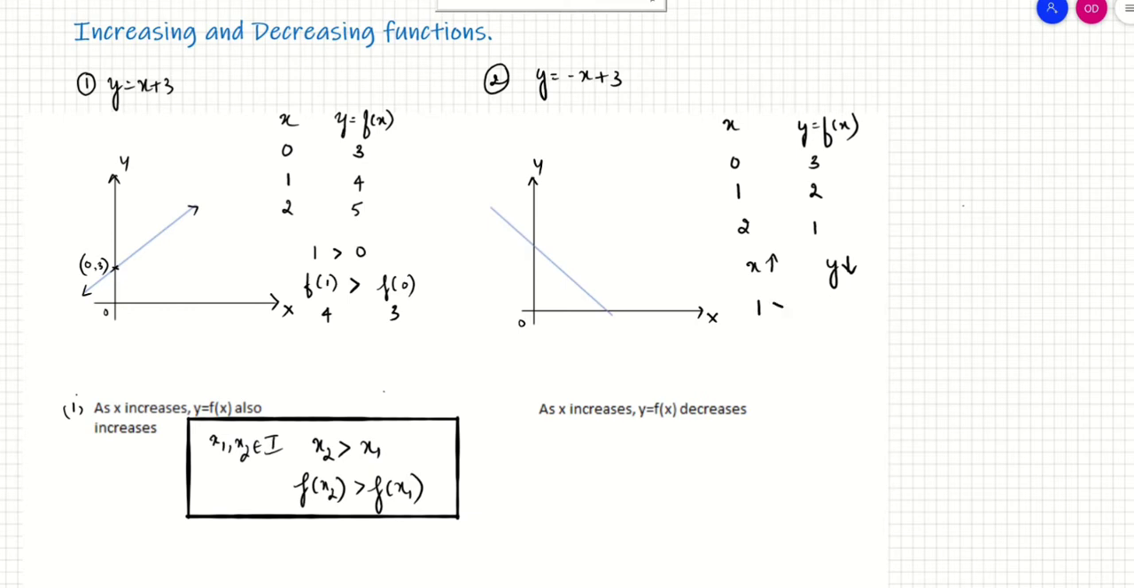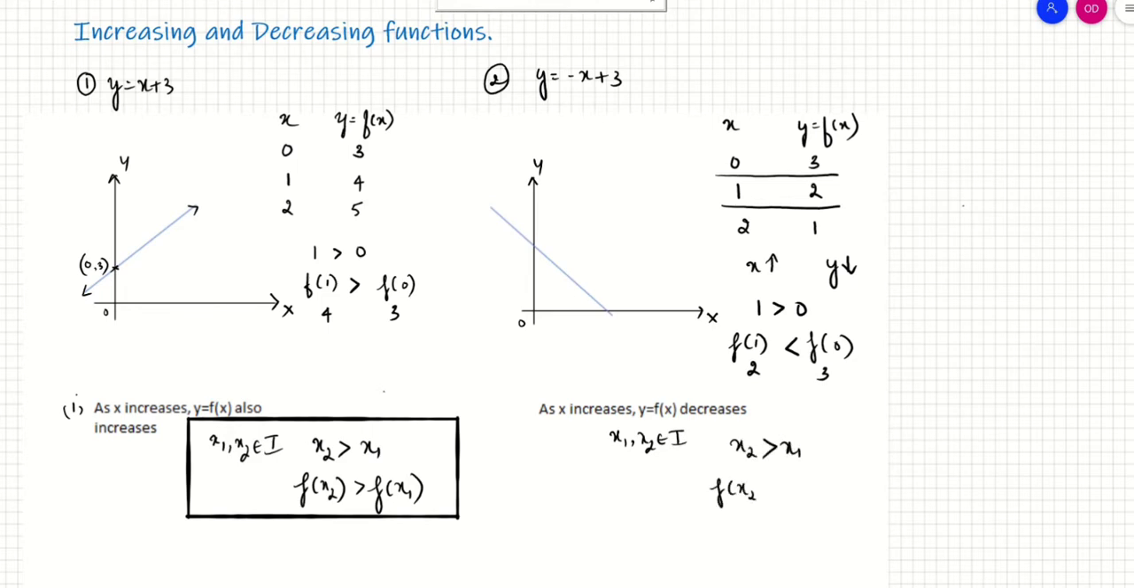So we have 1 is greater than 0, but f of 1 is equal to 2 and f of 0 is equal to 3. So 3 is greater than 2, so we have f of 1 less than f of 0. Such a function is called a decreasing function. So to sum it up, if x1 and x2 belong to some interval I such that x2 is greater than x1, then f of x2 is less than f of x1.